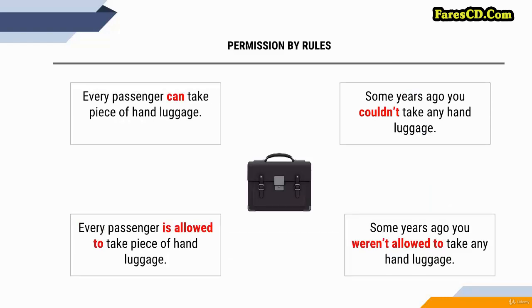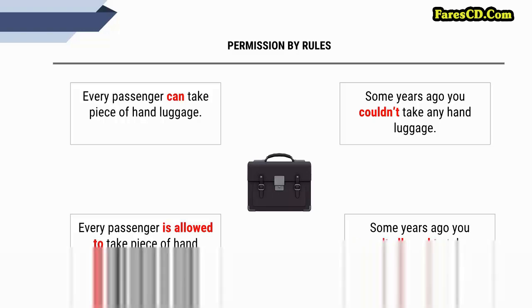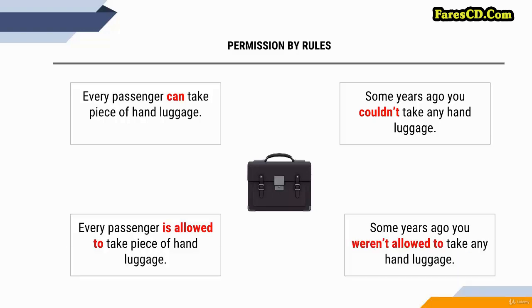Something else which is new as a structure for you. When there is a rule and you require permission because of the rule, here your options are can or be allowed to. Let's see what this is in practice. Every passenger can take a piece of hand luggage, permitted by the plane rules. Every passenger is allowed to take a piece of hand luggage. Is allowed to is the same as can when you speak about a general permission according to a rule in the present.